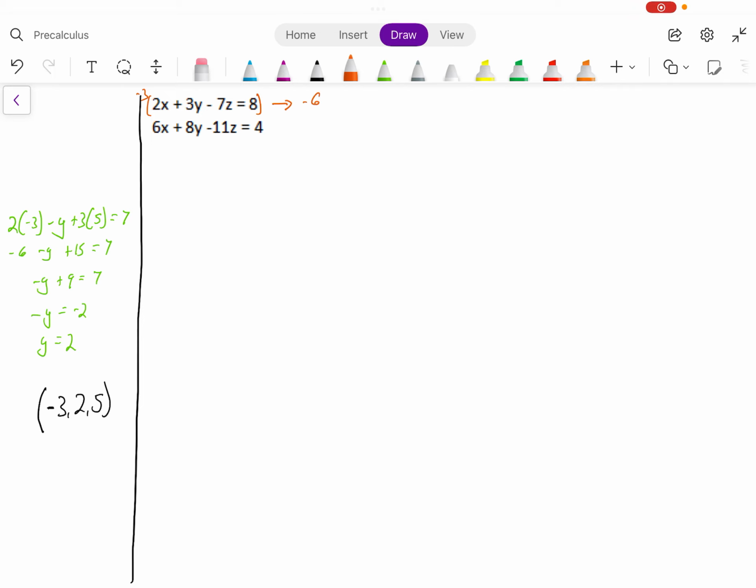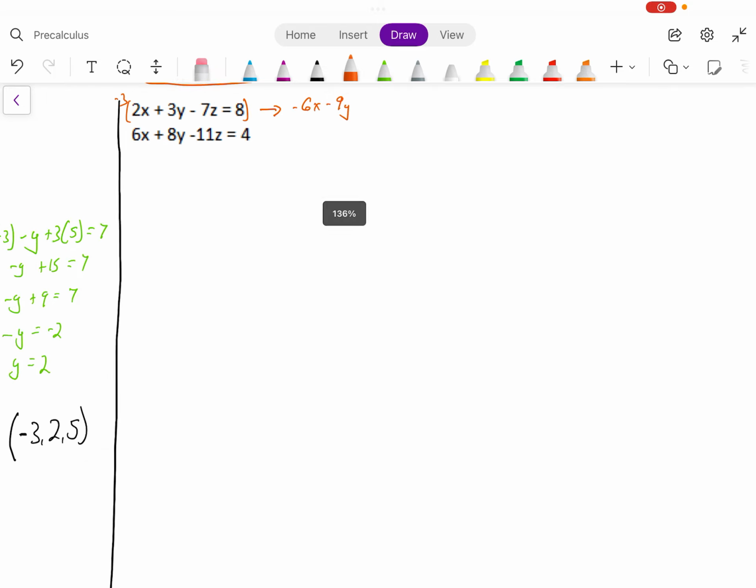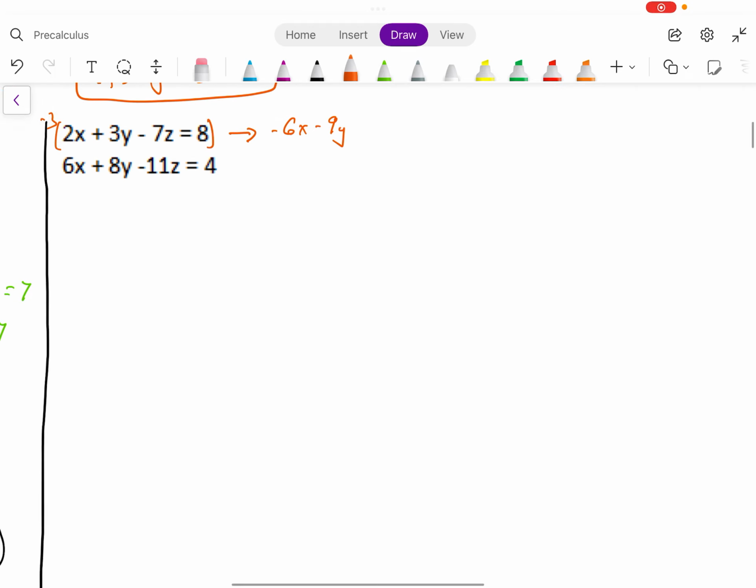So we have -6x minus 9y plus 21z equals -24. So we multiply the top by -3, the bottom we can keep the same, and that will eliminate the x's for us. So let's go ahead and add those. That's gone. We have -y plus 10z equals -20.